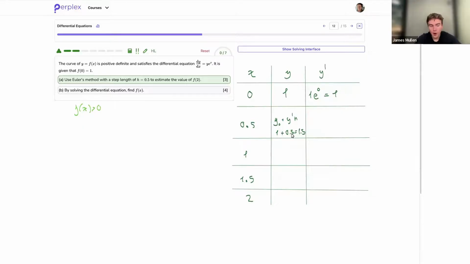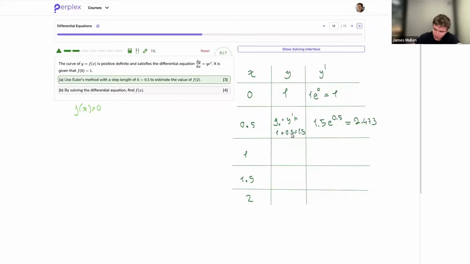Now I calculate y prime. This time I'm going to be doing 1.5 e to the power of 0.5. I'm going to need my calculator to do that. So I'm going to do e to the power of 0.5 times 1.5. This gives me 2.473, and I'm going to keep more than 3 sig figs, so I have no rounding issues at the end.